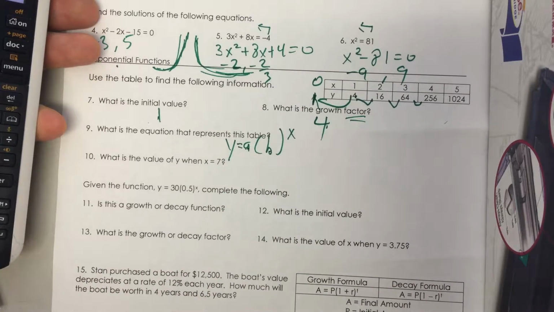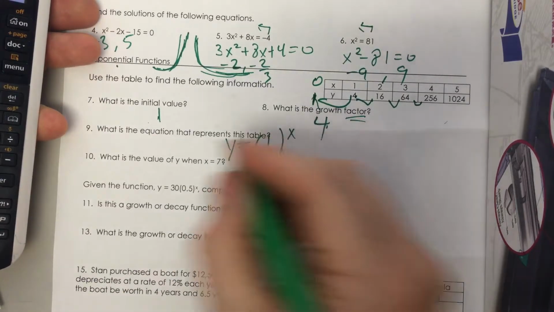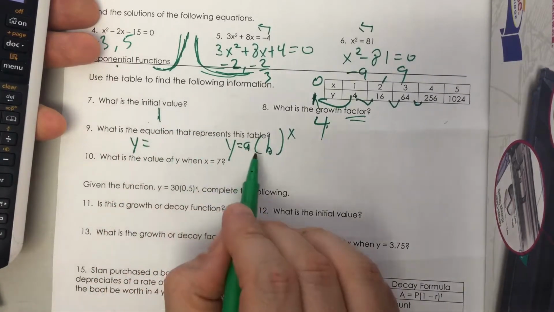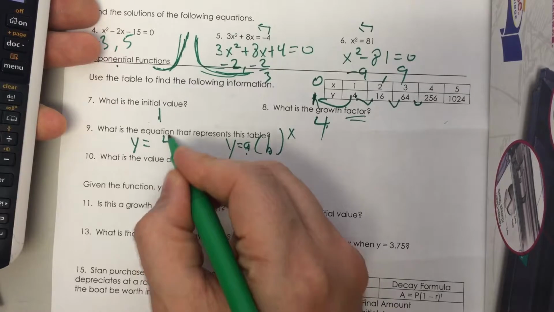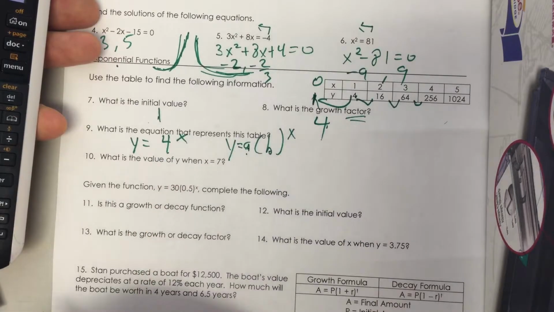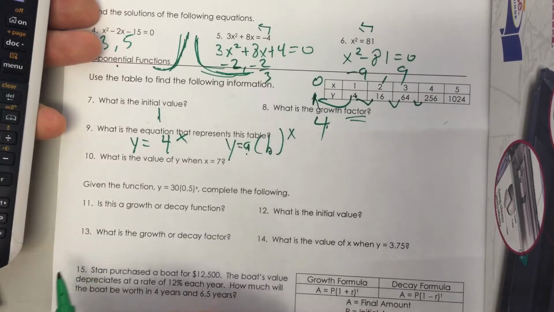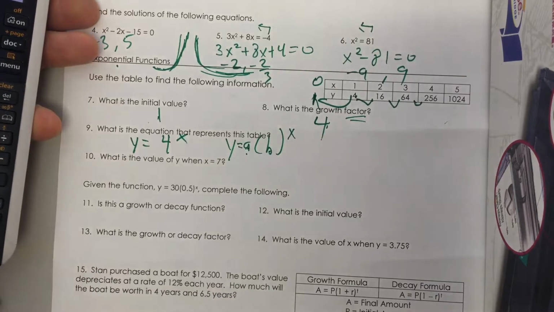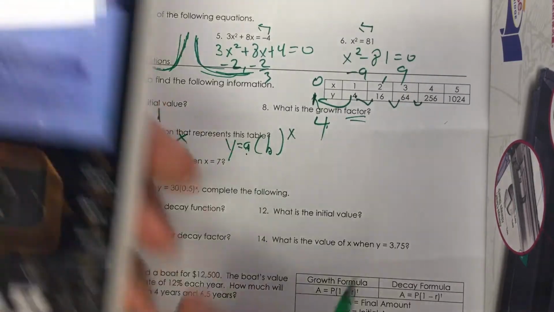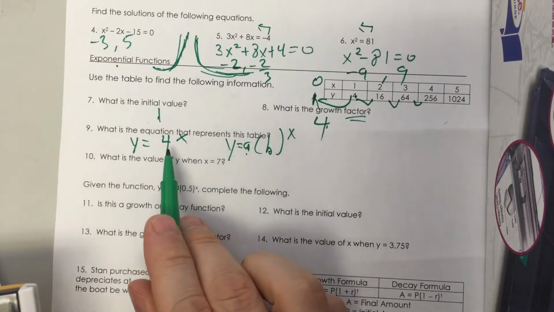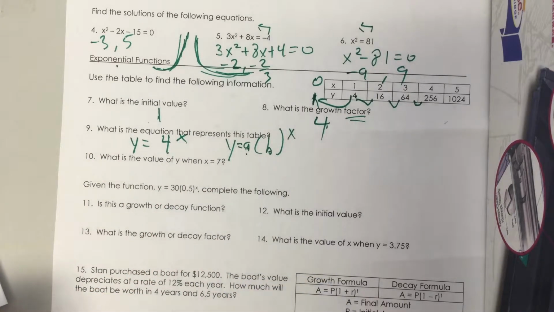Okay? Let's go ahead and write the equation as y equals, we're not going to write the 1 because the 1 can be invisible. It's going to be 4 to the power of x. We don't need to put it in parentheses since it's the only number showing right there. What is the value of y when x is 7? Well, let's go ahead and type in the equation. Y equals 4 to the power of x.